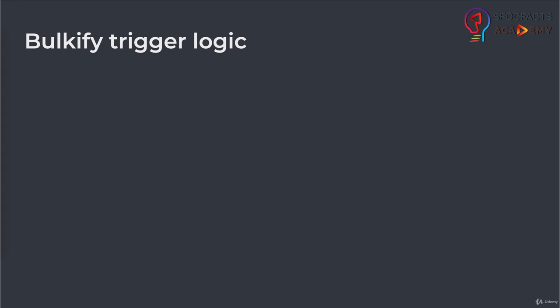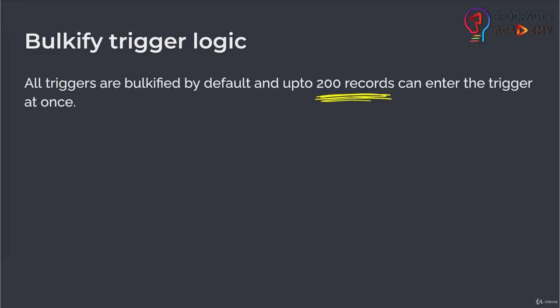While the trigger is the most important part of the Salesforce platform, it's equally important to keep your trigger logic bulkified. All the triggers that Apex gives us are bulkified by default, and each trigger in Apex can work on up to 200 records at once. This means you'll get a batch of 200 records in Apex and you need to write your logic accordingly.